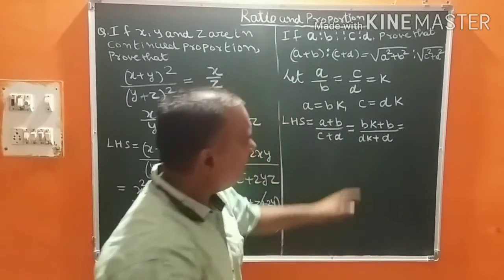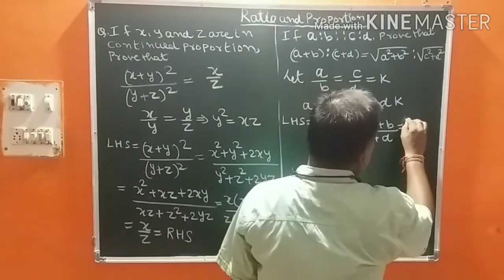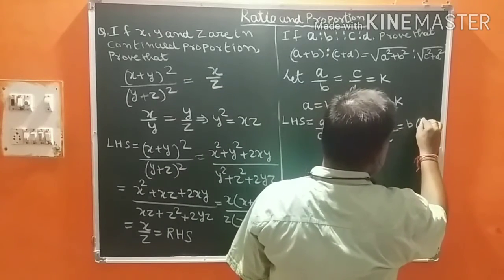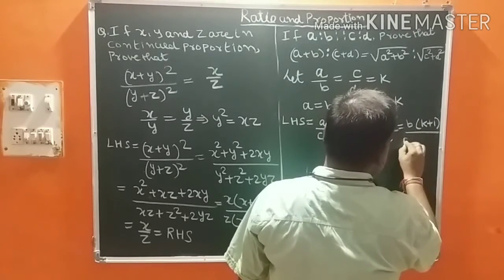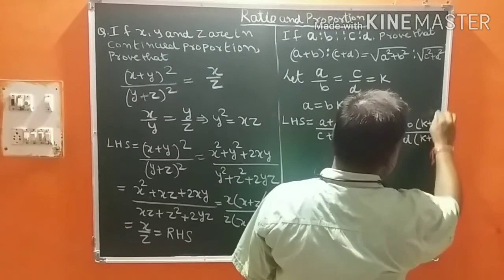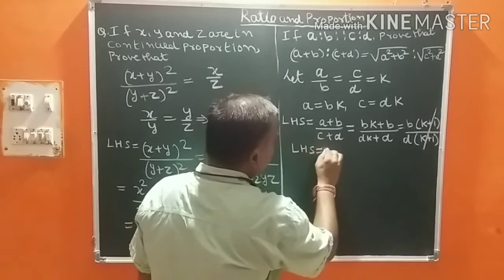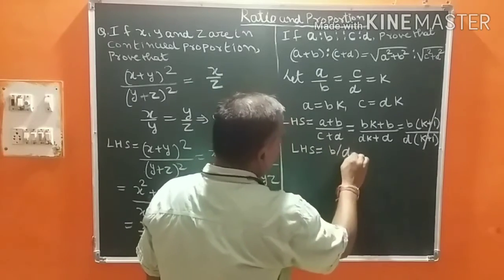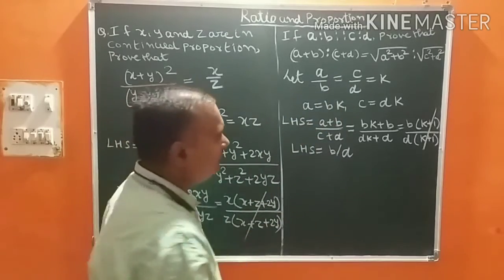Now can we take common b from the numerator and d from the denominator? Yes, we can take. So that is k plus 1 here, and here we take d, so again it will be k plus 1. So what is the LHS? The LHS is b upon d. Same way we will solve the right hand side.